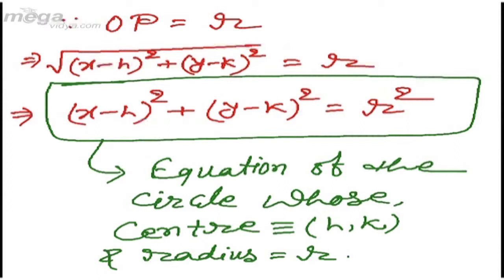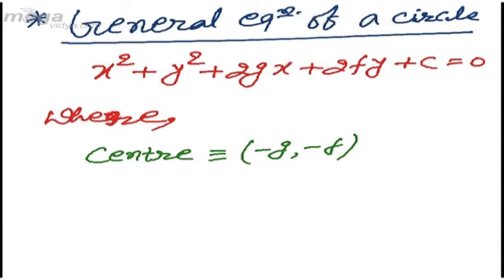Here the center is h comma k. In place of h we have to write minus g, in place of k we have to write minus f. So the center becomes minus g comma minus f.